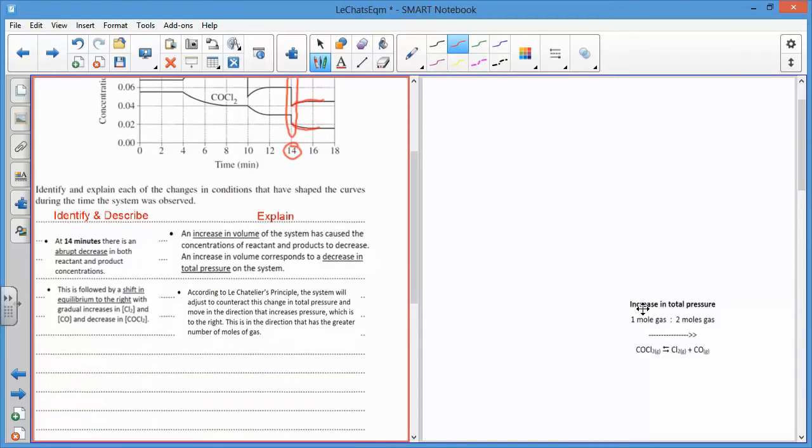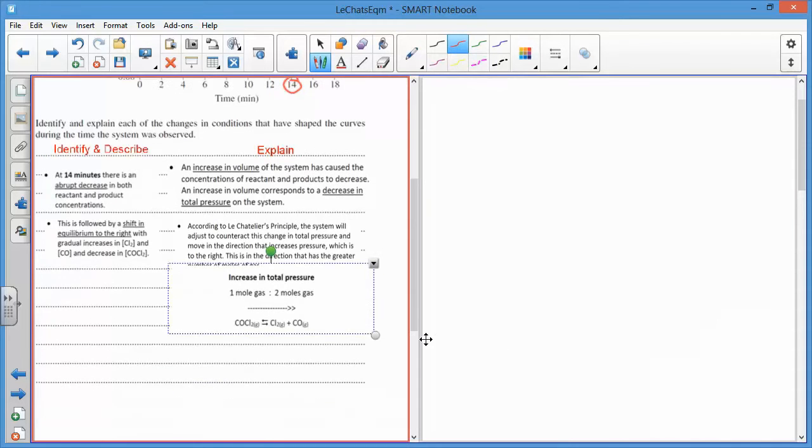Summing this up by relating it to the equation, we can see 1 mole of gas on one side, 2 on the other. A decrease in total pressure is going to drive the reaction to the right.